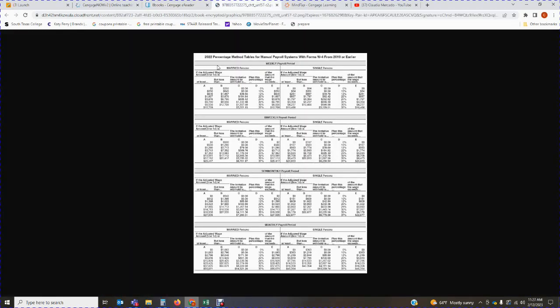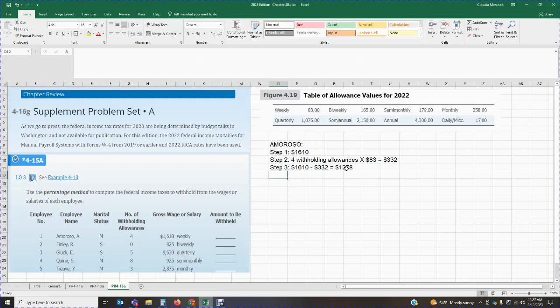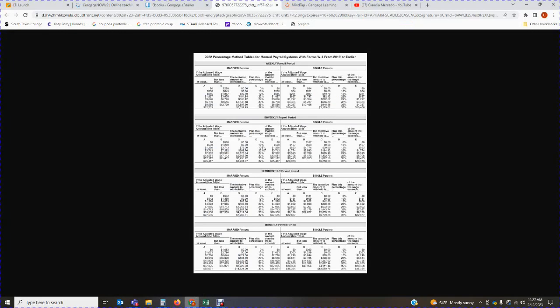Now, look at the title: 2022 Percentage Method Tables for Manual Payroll Systems with Form W4 from 2019 or earlier. Make sure that you are using this table from 2019 or earlier. This person gets paid weekly, so I'm going to be looking at the top tier. This person was married, so I'm going to be looking at this section. The number I'm looking for is that 1278, whatever you calculated in step number 3. I'm going to look for 1278 on my table. That will be the 3rd line item.